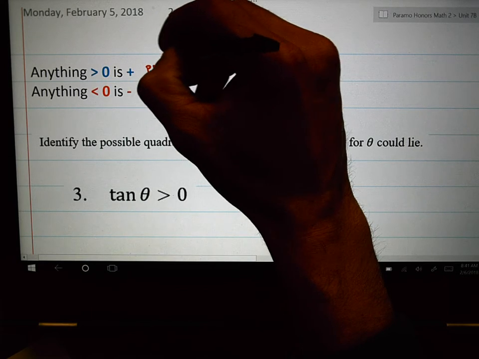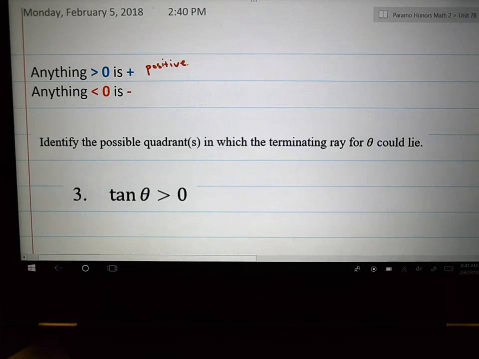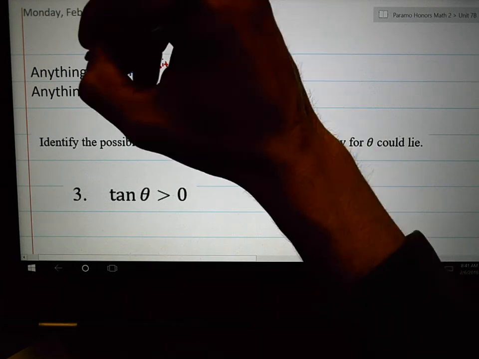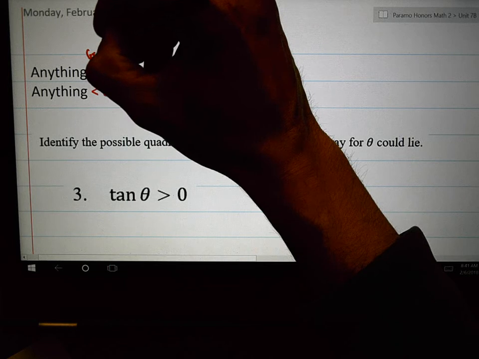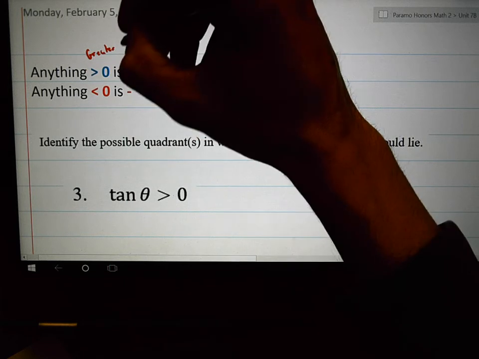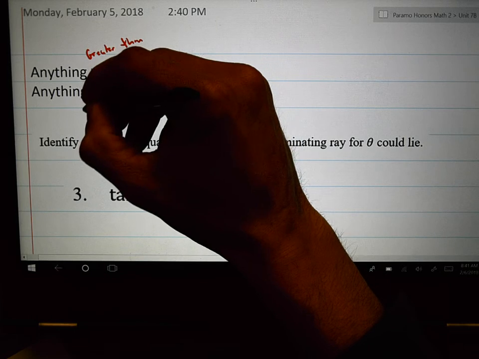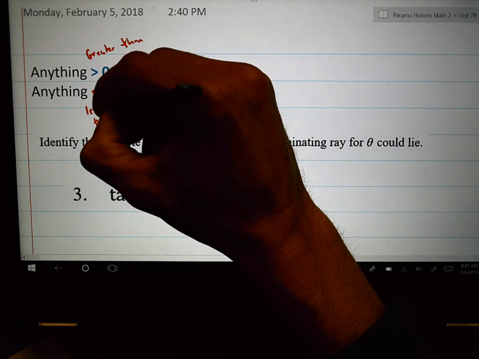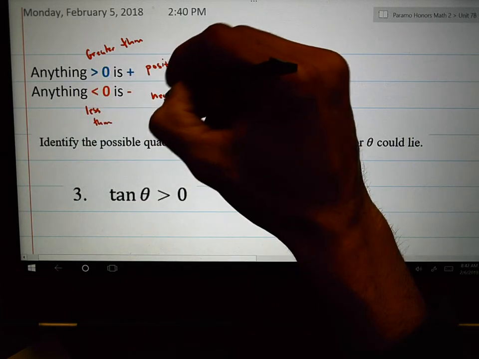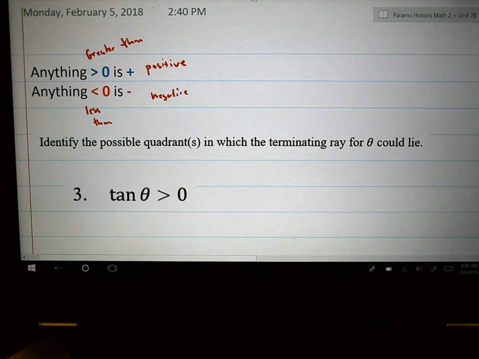where it's positive. I abbreviate things, but if you don't know what it means, when I put the plus sign there, I'm saying where it's positive. And then this is greater than. Anything greater than 0 is a positive value. Anything less than 0 is a negative value.